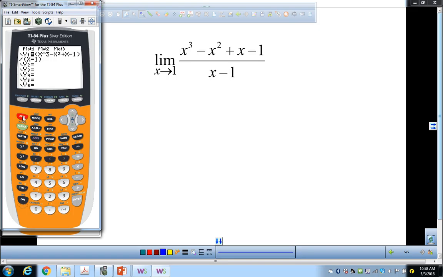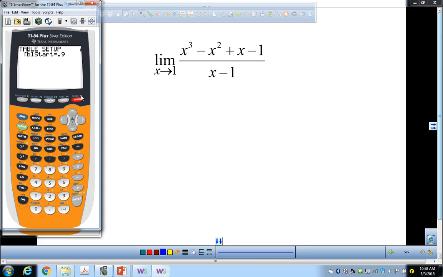So I'm going to go second, table set. And I'm going to plug in a number close to 1. What's a number close to 1 on the left side of 1? 0.9 something, right? Like 0.9, and then I'll go up in increments of 0.01. You kind of have to play with these to figure out what to put in there.